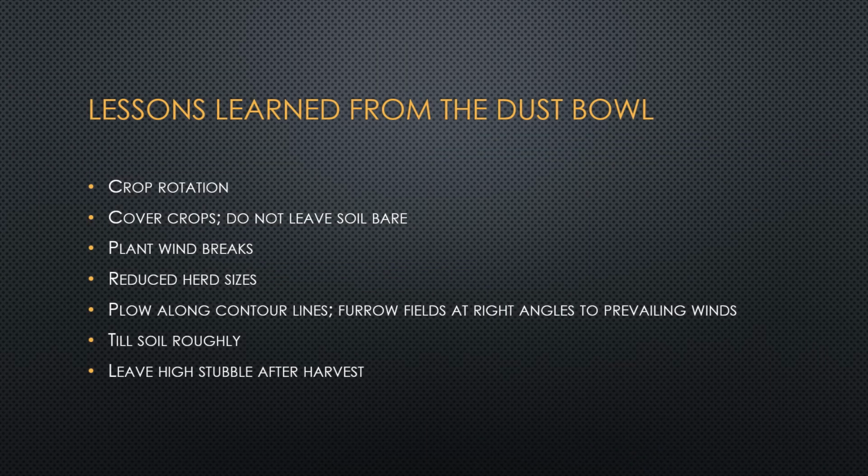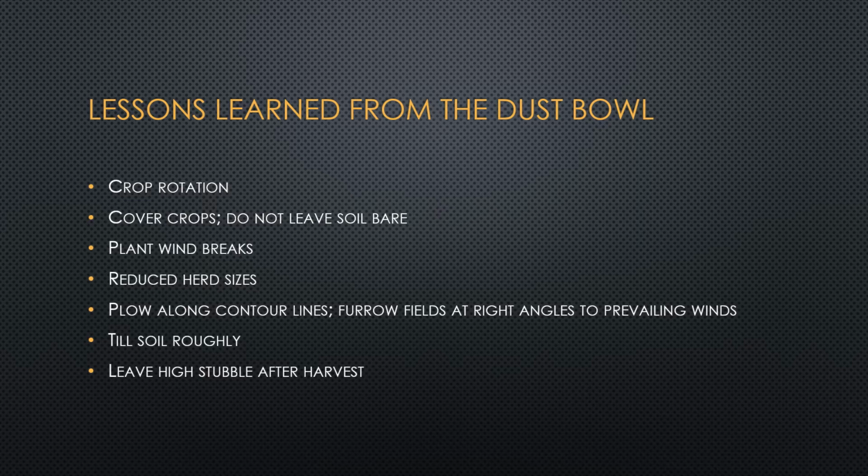So here's just some quick bullet points on lessons that we learned from the Dust Bowl. We learned about crop rotation. We'll talk about that a little bit later. Cover crops, basically planting things that will not leave the soil bare when you harvest. The last one, leave high stubble after harvest. So in other words, don't take away the entire plant. Like if you have corn and you just take off the ears of the corn, don't take the entire plant out and leave the soil bare.